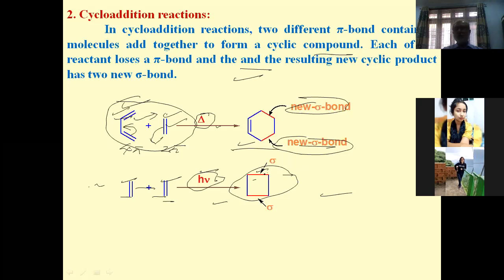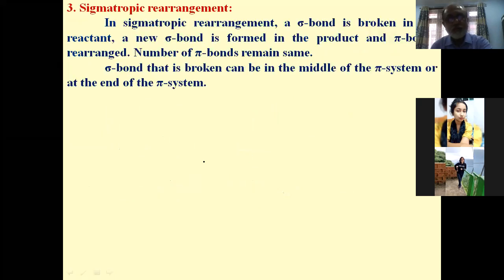So it appears to be a very simple reaction, but its stereochemistry is quite interesting. That is what we are going to study. Next, we find sigmatropic rearrangement. This is an interesting case that we see here. Sigmatropic rearrangement. In this case, what happens?